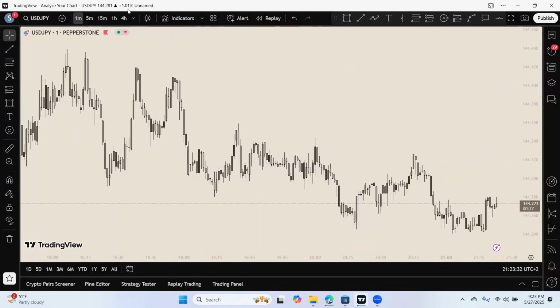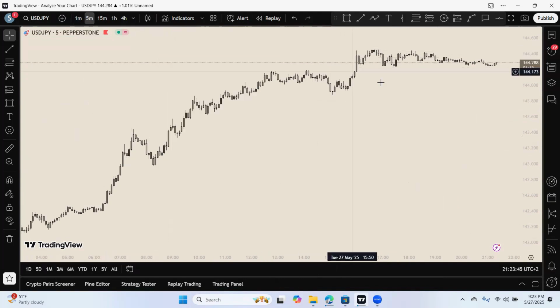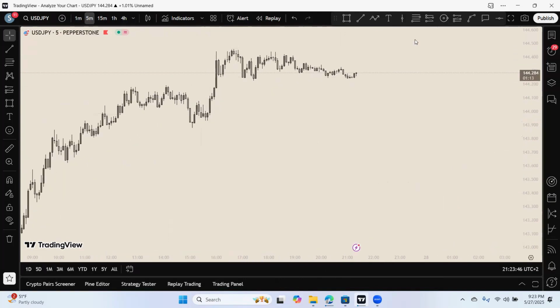Okay, right now we are on USDJPY. Let me just remove my drawings real quick. So first thing first, as we all know, you go to the 5 minutes time frame. After going to the 5 minutes time frame, you take your vertical line like this.